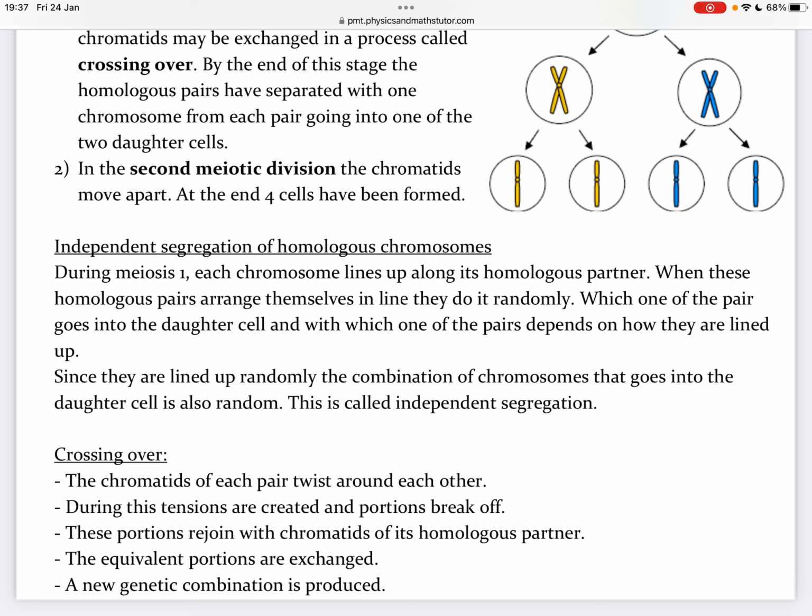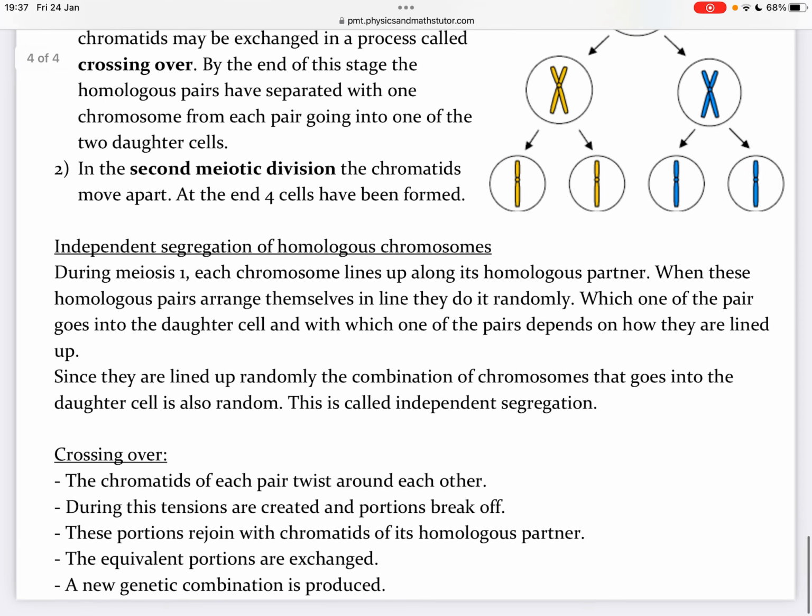Independent segregation, again: homologous pairs randomly separate during meiosis 1 into separate cells. How does this happen? During meiosis 1, each chromosome lines up along its homologous partner. When these homologous pairs arrange themselves in line, they do it randomly. Which one of the pair goes into the daughter cell, and with which one, depends on how they are lined up. Since they are lined up randomly, the combination of chromosomes that goes into the daughter cell is also random. This is called independent segregation.